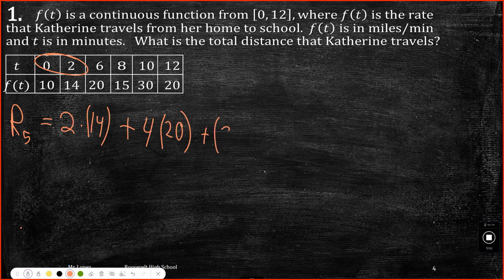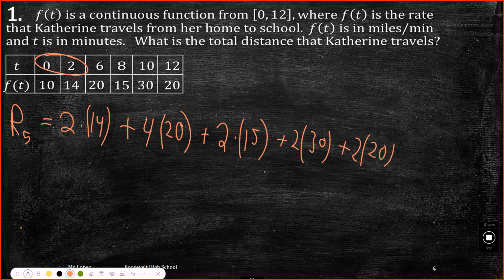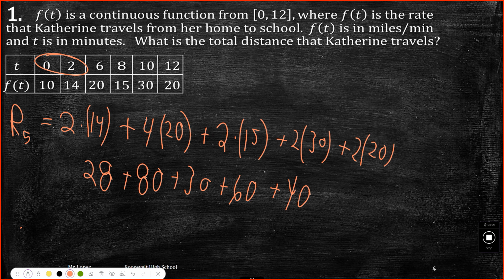Plus 2 times 15, 2 times 30, and 2 times 20. 28 plus 80 plus 30 plus 60 plus 40. How much is that? 138, 238?